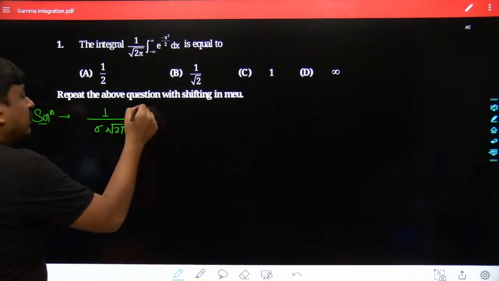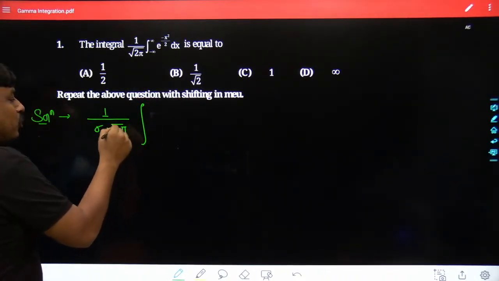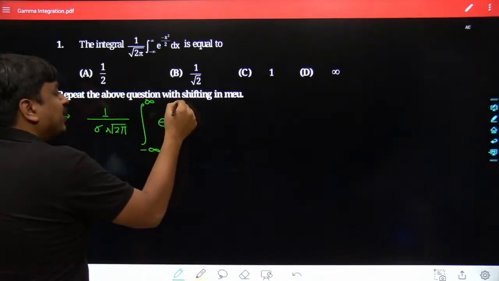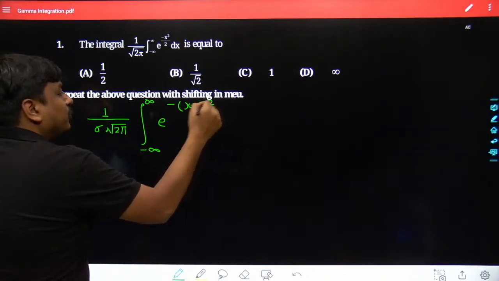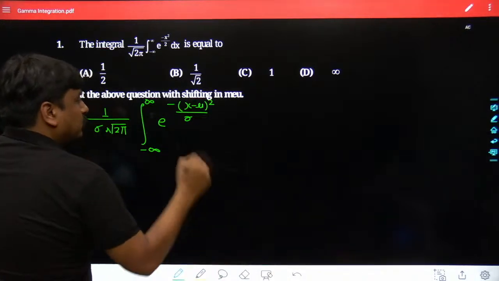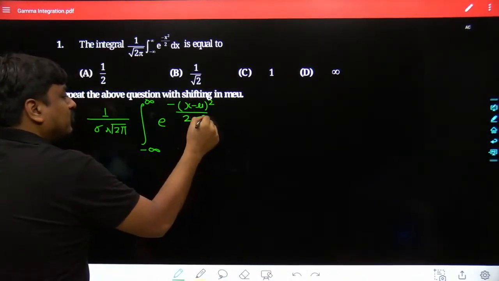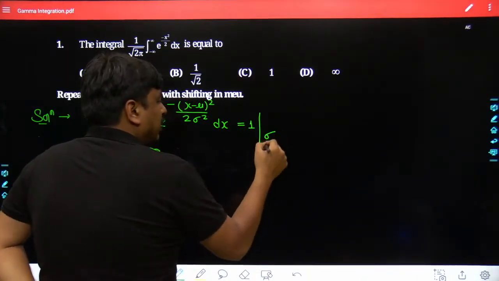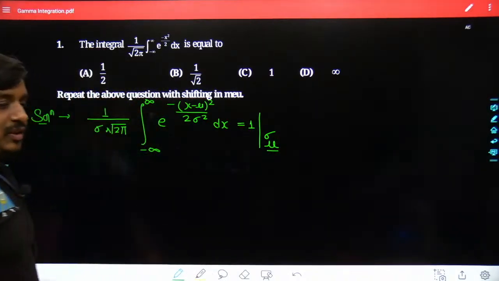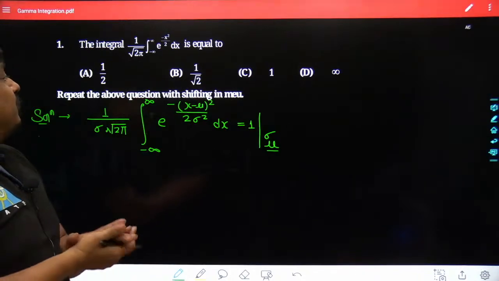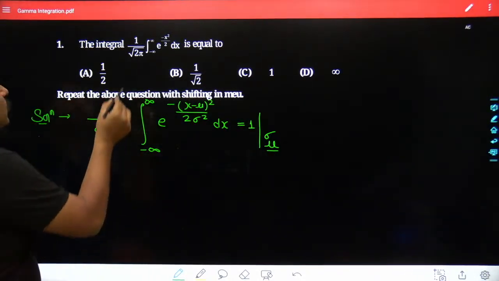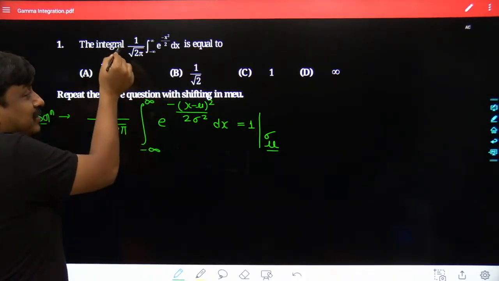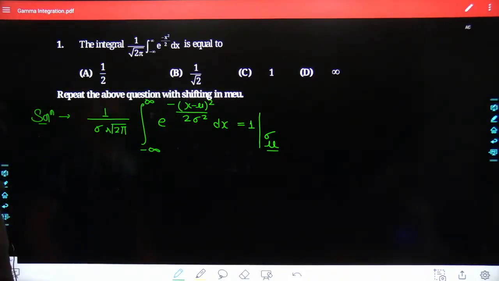So we have already seen the integration of 1 divided by sigma root over 2 pi, from minus infinity to plus infinity, e raised to the power of minus (x minus mu) to the power of 2 divided by 2 sigma square, dx, is equal to 1, irrespective of the value of sigma, irrespective of the value of mu. This must be clear to all. So now what we are going to do is just compare their values. Once we are able to compare their values, we can get the answer in the most super fast manner. Tell me what would be the answer now.